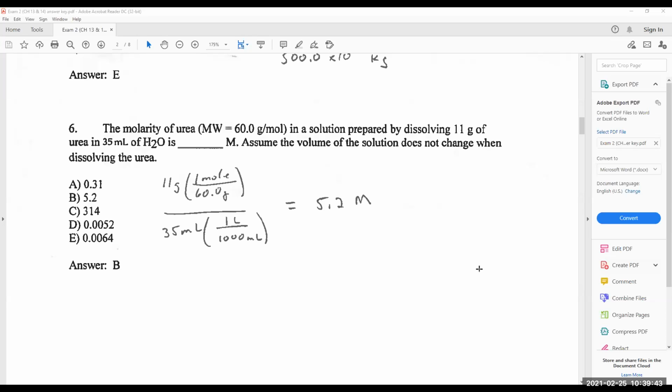So then it was a case of changing the 11 grams of urea into moles. You were given the molecular weight, so that's the 60 value. So dividing 11 by 60 gives you moles of urea. The volume was in milliliters, 35 mils. So you needed to change that into liters. So converting that into liters in the denominator. And if you did that correctly, you'd get 5.2 molar.